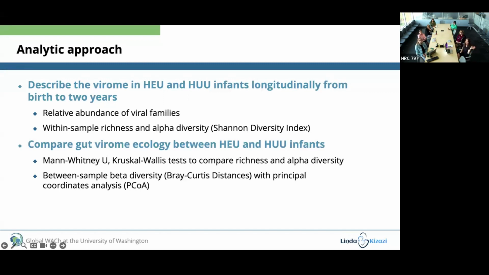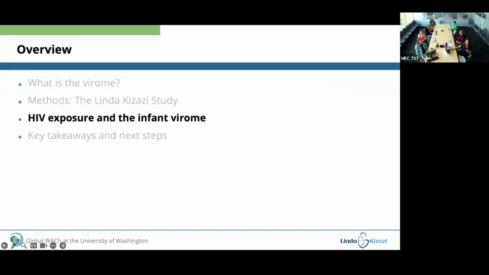From an analytic approach, as I mentioned before, we will look at ecology measures and compare those between the HU and HU infants. I will explain what they are right before I show you the data, so it's not confusing. The description is understanding what's there and how much of the viruses are there, and then the comparison is comparing those metrics and also looking at this thing called beta diversity, which I will explain.